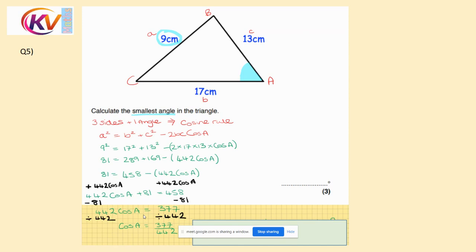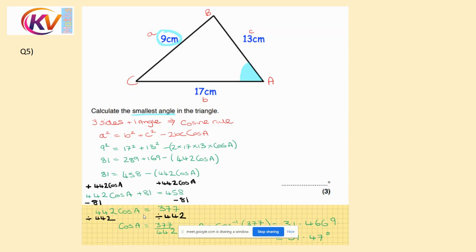And remember, you're trying to actually find the angle A, so you need to use your inverse cos to work out the angle. So it's your shift cos on your calculator, which will give us that. So that's what you want to input, and then you will get an answer of 31.5, 31.47, depending on how you've rounded it.